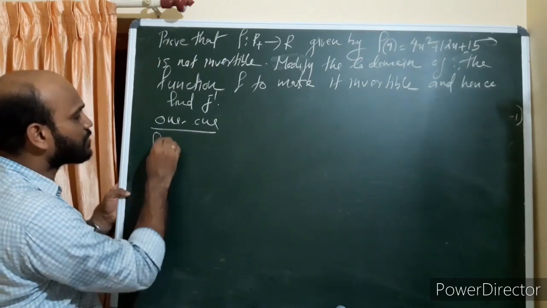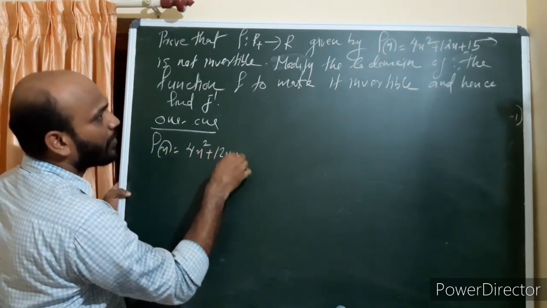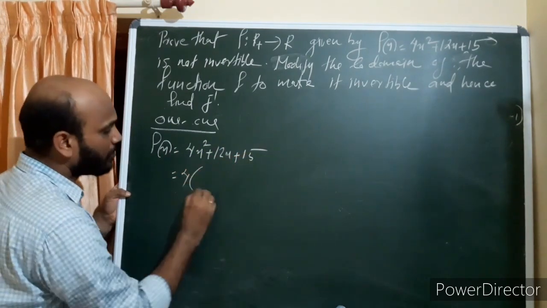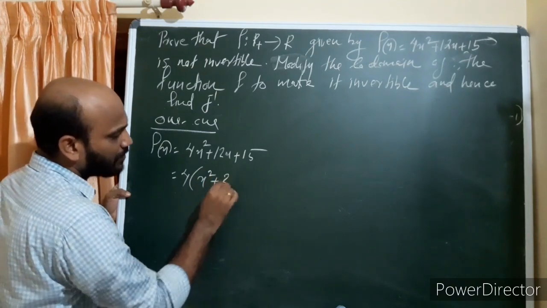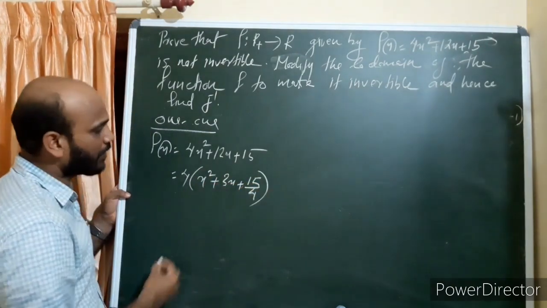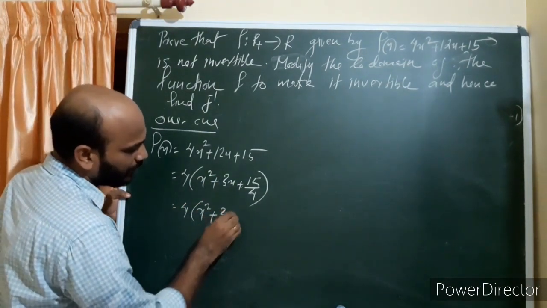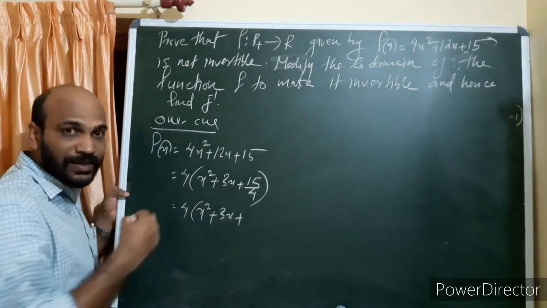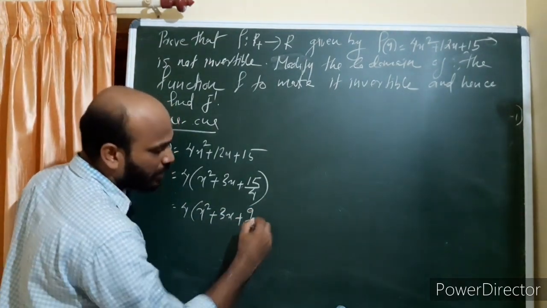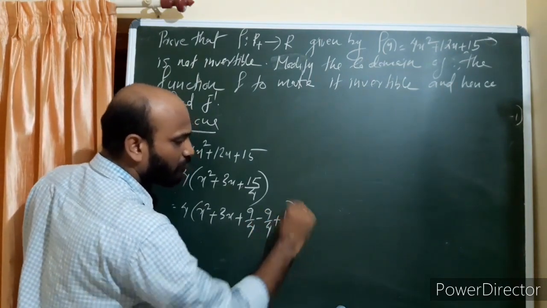So our f of x is 4x square plus 12x plus 15. First we will take 4 as common. We will get x square plus 3x plus 15 by 4. Right. Now 4 into x square plus 3x. What is half of 3? That is 3 by 2. Square of 3 by 2, 9 by 4, you have to add. Minus 9 by 4 plus 15 by 4.